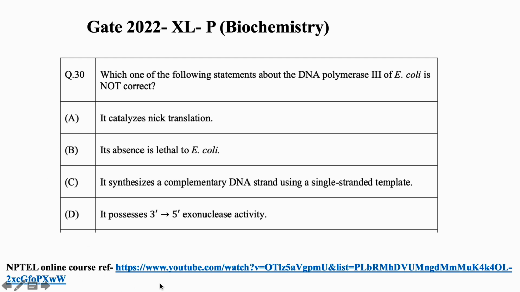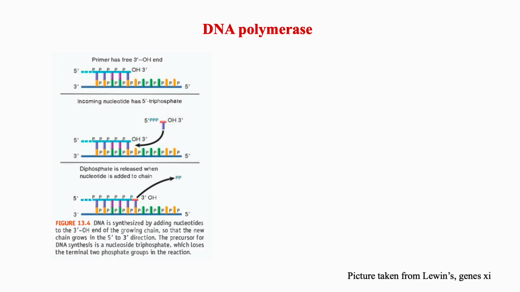This is the NPTEL online course reference, which explains the basic biochemistry of different polymerase enzymes. So here we are talking about DNA pol 3, which is found in prokaryotes, mainly E. coli. E. coli has 5 DNA polymerases. What is the main role of this DNA polymerase? It polymerizes the DNA, simply. And chemically, it is a DNA dependent DNA polymerase.